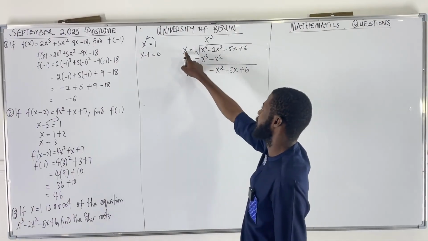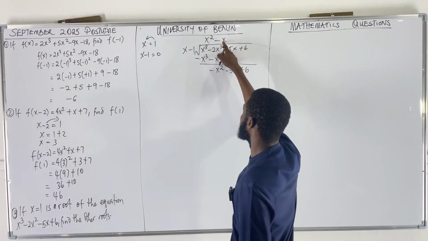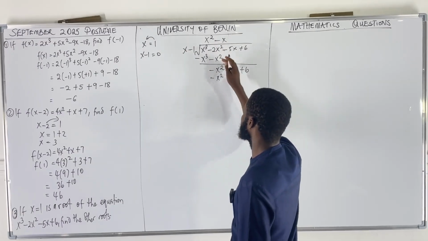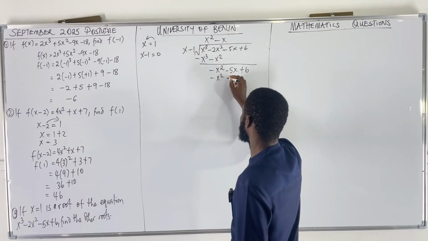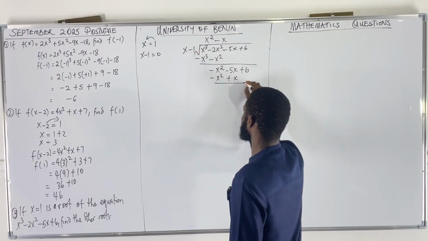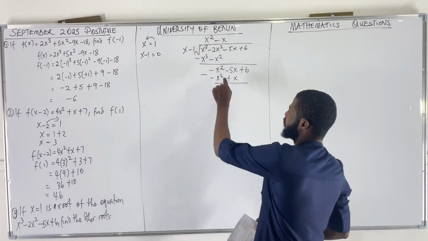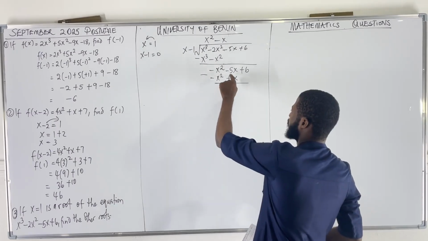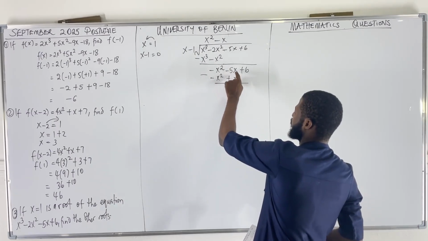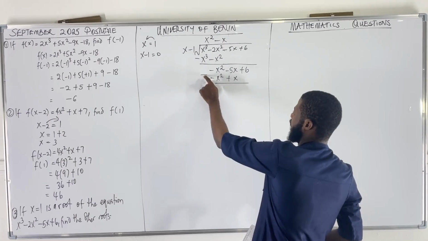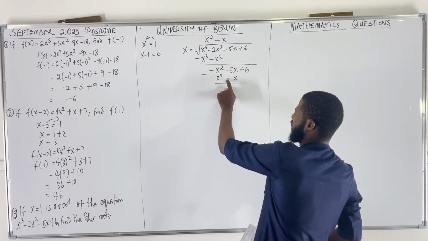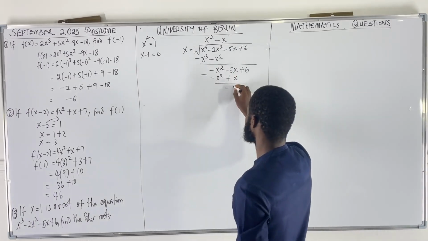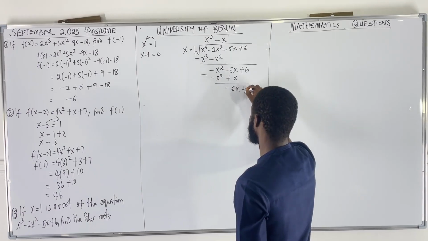Minus x squared divided by x is minus x. Now minus x times x is minus x squared. Minus x times minus 1 is plus x. Then we subtract. Again, these two things are exactly the same, so when you subtract, it's gone. Then these two, minus 5x minus plus x. Minus plus is minus. So you have minus 5x minus x. So that will be minus 6x. Then you bring this plus 6 down.